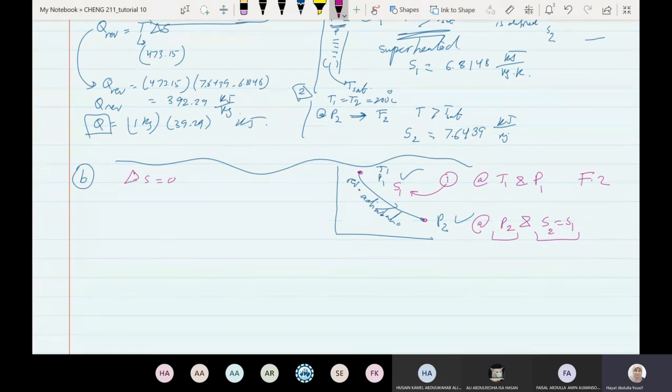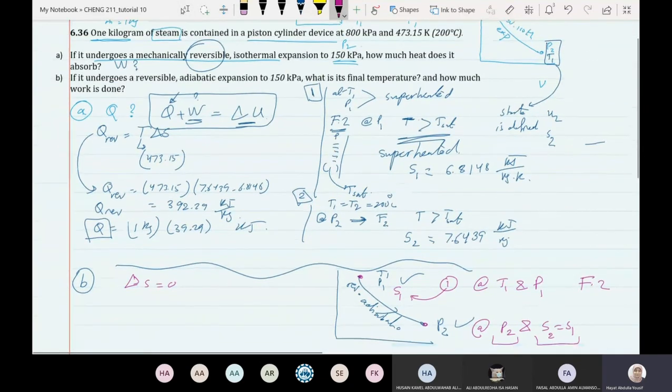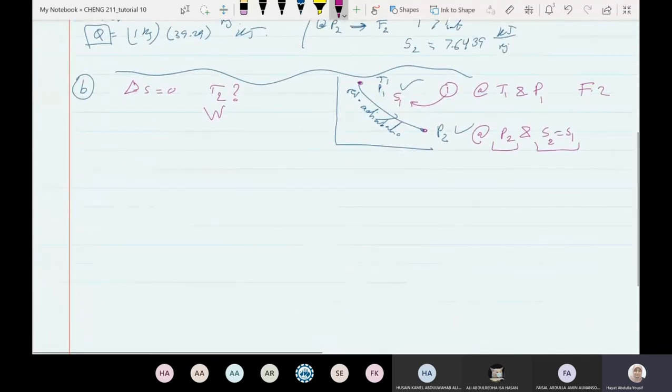In the question, they say it's reversible adiabatic expansion to the final pressure of 150, same as before, but they were asking for two things. One is the final temperature. The other one is how much work. Now, from step number 1, at T1 and P1, I find S1. From step number 2, at P2 and S2, you have to go and figure out how much is the temperature.